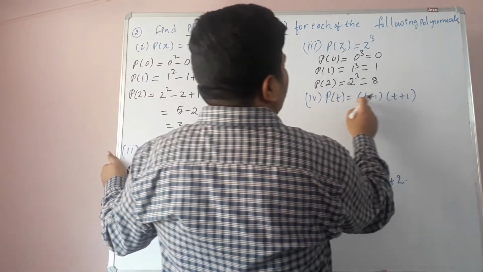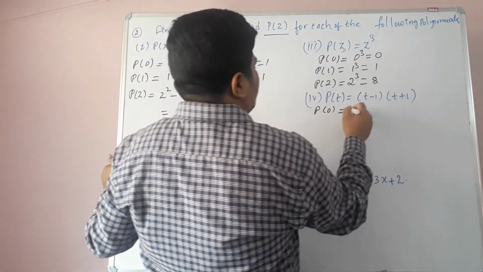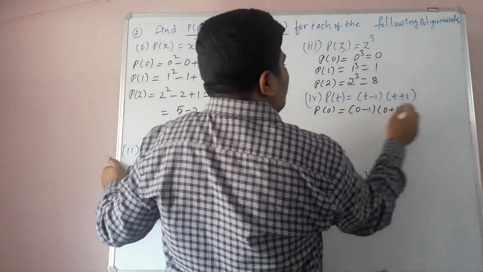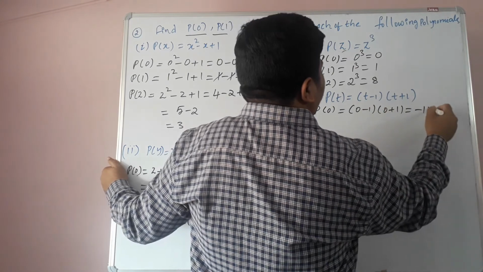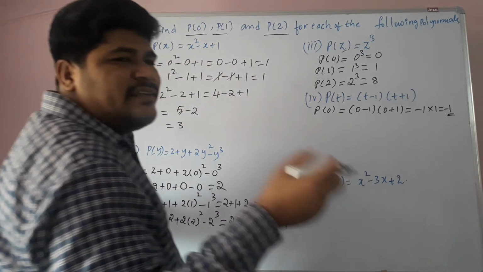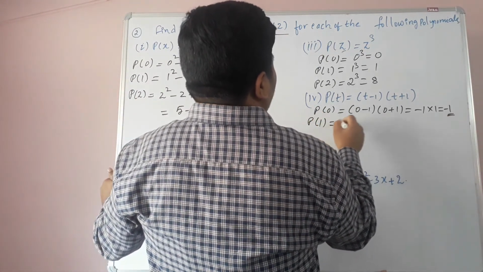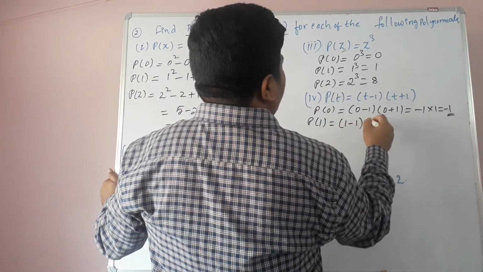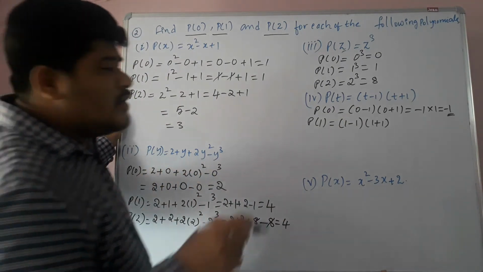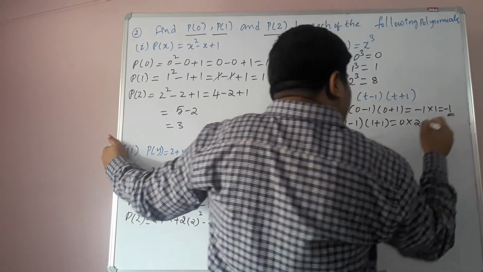Now let's see problem number 4. So P of t is equal to t minus 1 into t plus 1. So students, first we need to find P of 0. So that is 0 minus 1 into 0 plus 1. So students, 0 minus 1 value is what? Minus 1. 0 plus 1 value is 1. Negative 1 into positive 1, negative 1. So minus into plus is minus. Now P of 1. So that is 1 minus 1 into 1 plus 1. 1 minus 1 value is 0. 0 into 2, 1 plus 1 is 2, 0 into anything is 0.